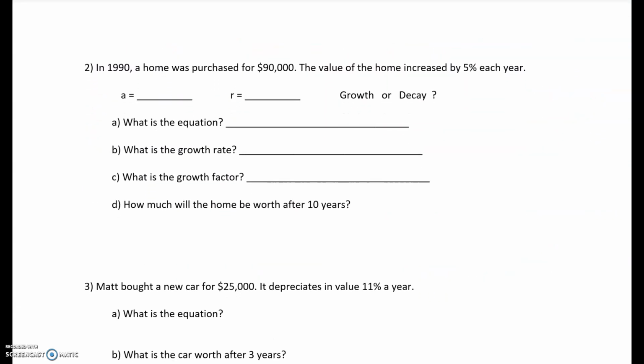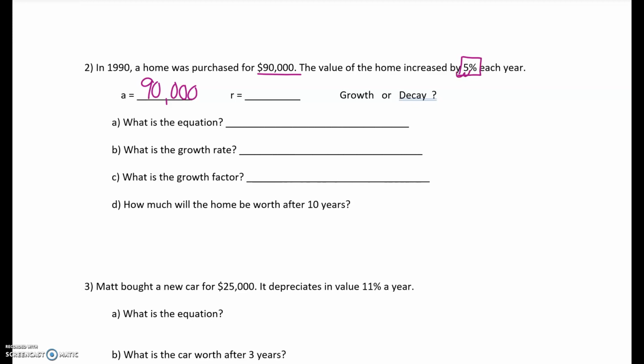This one says, in 1990, a home was purchased for $90,000. The value of the home increased by 5% each year. So let's go ahead and figure out what A is, what R is, and whether this is growth or decay. So A is our initial value, 90,000.